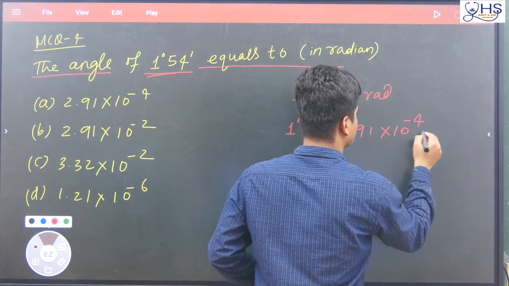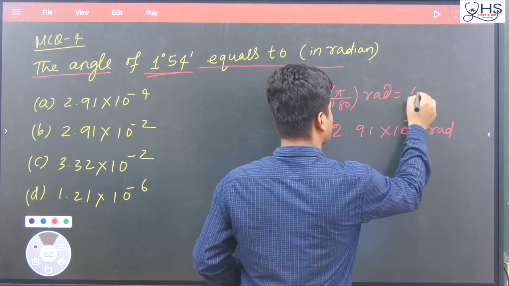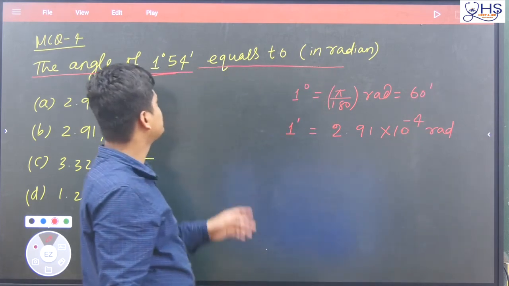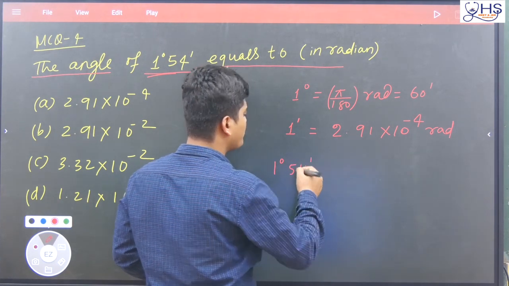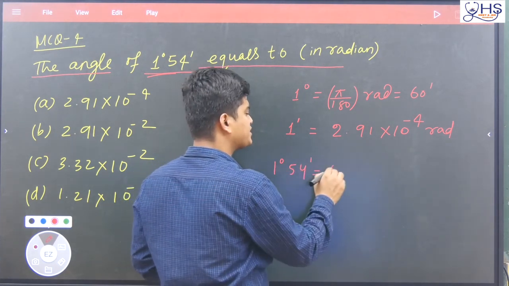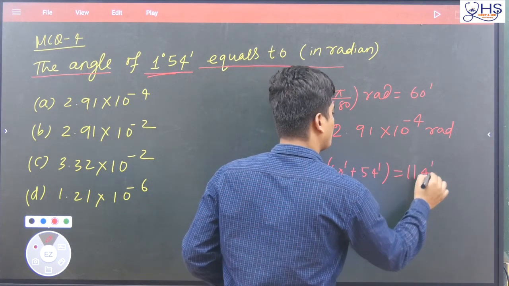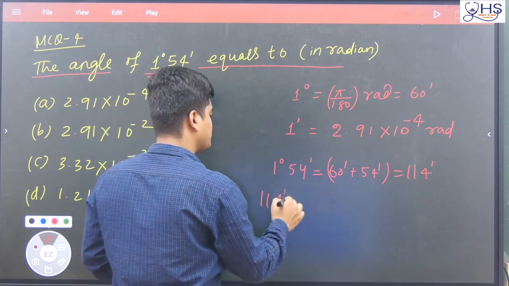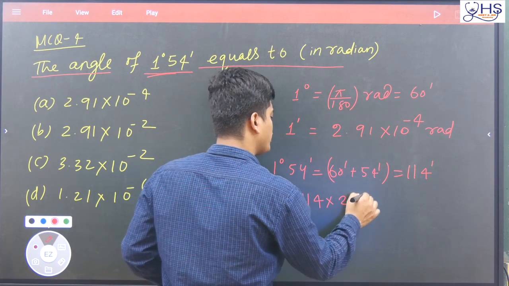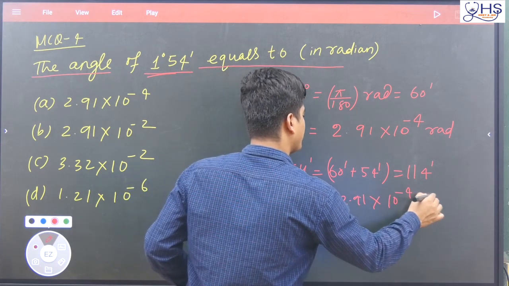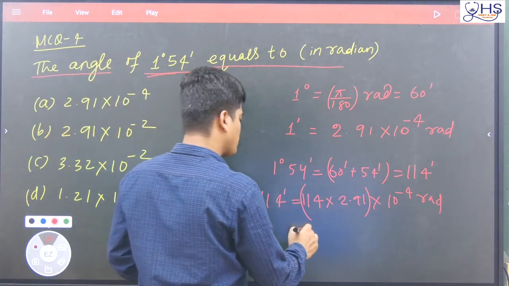1 minute is nothing but 2.91 into 10 to the power minus 4 radian, and already you know 1 degree is nothing but 60 minute, and here it is given 1 degree 54 minute. So you can calculate: 1 degree is 60 minute plus 54 minute, so total will come 114 minute, and if 114 minute is converted to radian, how much is it? 114 into 2.91 into 10 to the power minus 4 radian. Okay. Now you multiply 114 into 2.91, how much does it come around?